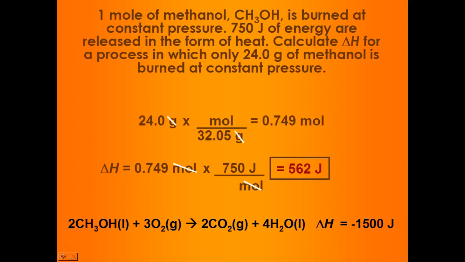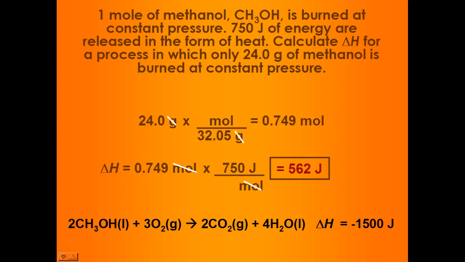So because you would start with 2 moles of methanol in the balanced equation, the amount of heat released per 2 moles of methanol would be double. And so if we go back and divide the 1500 by 2, you go back to the 750 that was provided in the statement for this question.